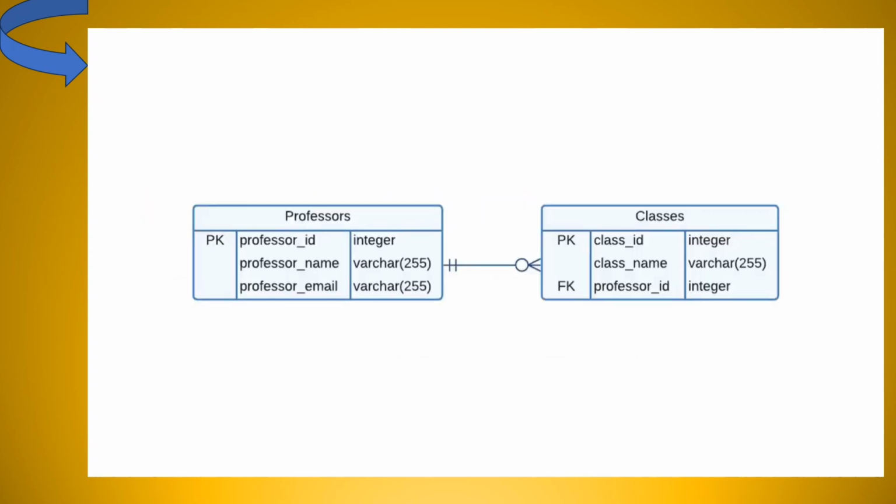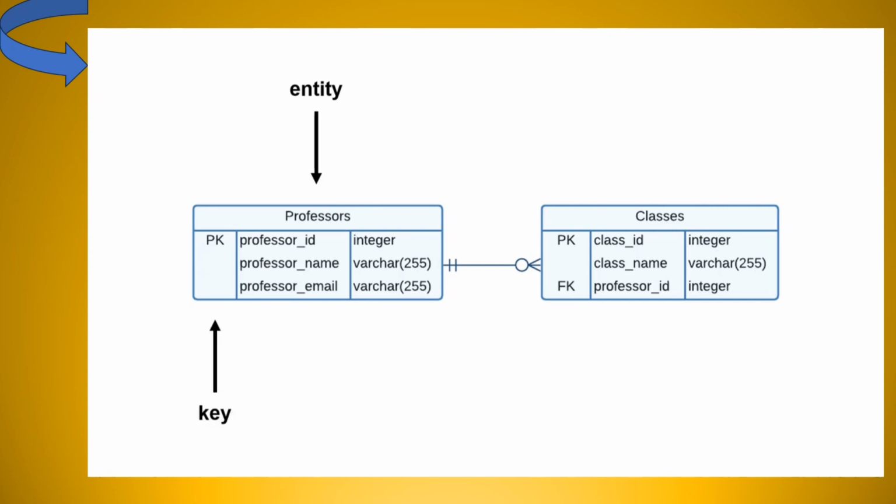So here's an example. Let's say we have a table or an entity, professors, and then another table or entity which is classes. And the ERDs can show us the relationship between these tables. Now to read this ERD, let's break it down a little bit. So first, we've got our entity here. That's professors, or a professor in this case.